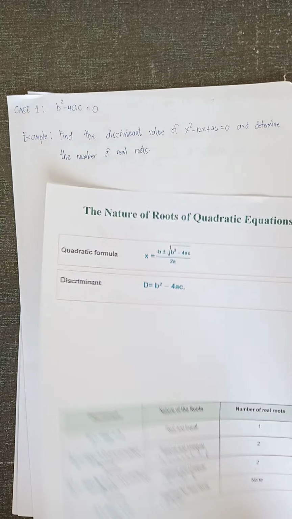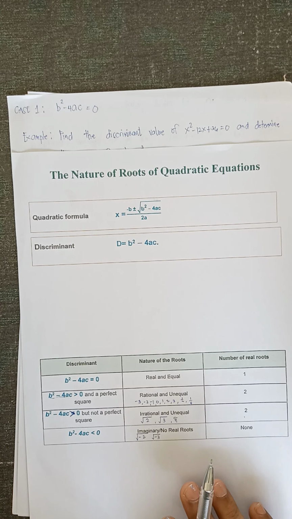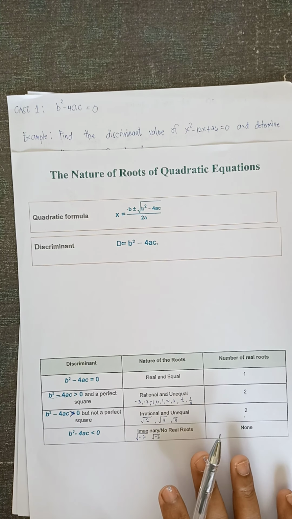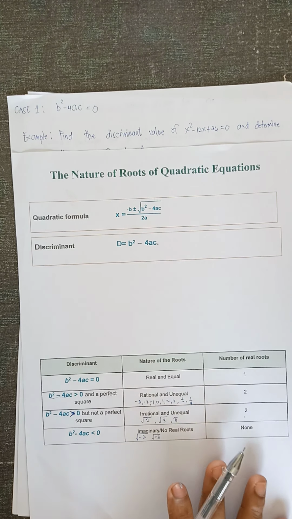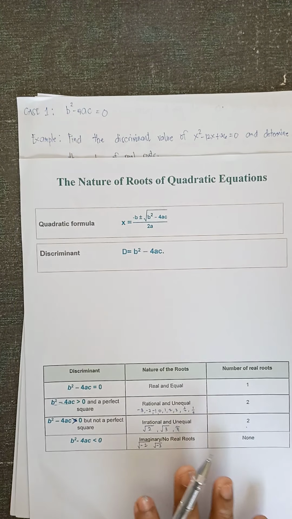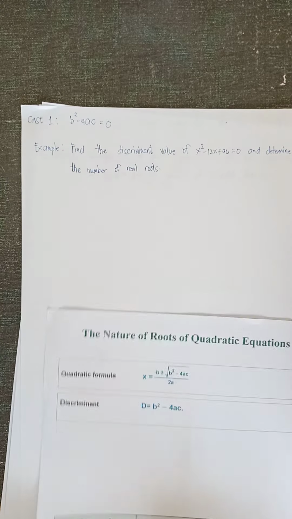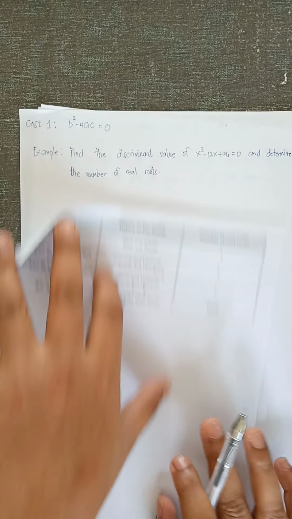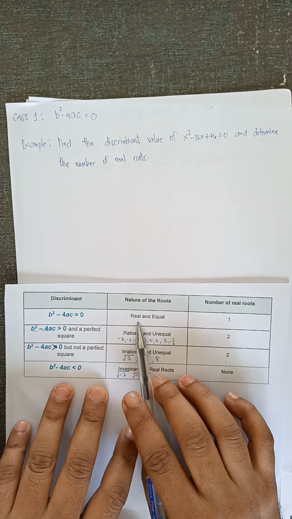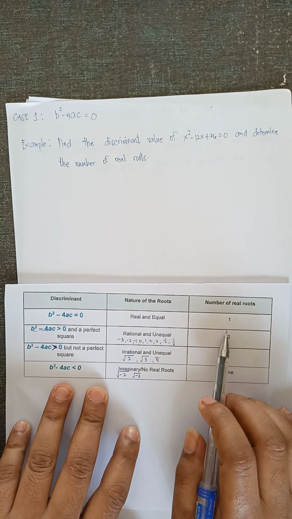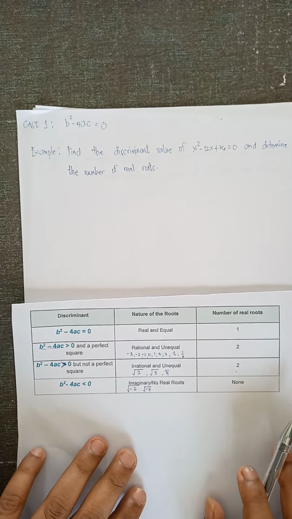So to understand more about the nature of the roots of a quadratic equation, let's have example number 1, for our case number 1, which is b squared minus 4ac equals 0. So unsa ganito siya? If the discriminant is equal to 0, the roots are real and equal, and there is only one real root.